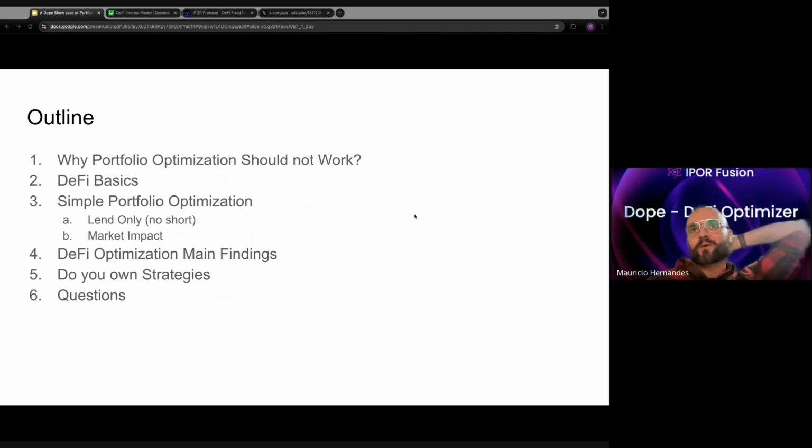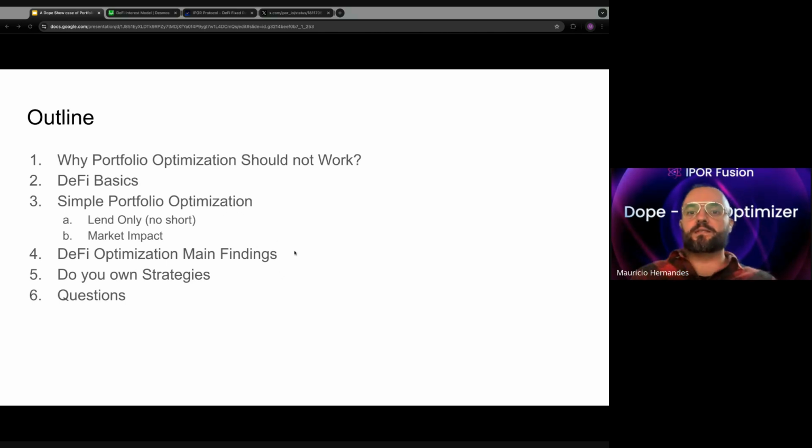So what's going to happen? I think it's amazing that portfolio optimization works in DeFi, so we're going to start by talking about why I think it shouldn't. Then very quick basics on DeFi. I bet the guys here don't need most of it, so it's going to be maybe a 30-second overview. Then a little bit of portfolio optimization, right? We're going to do some use cases, with different situations with limitations and restrictions on the portfolio. That should be some good stuff.